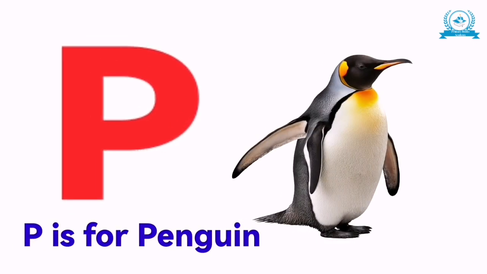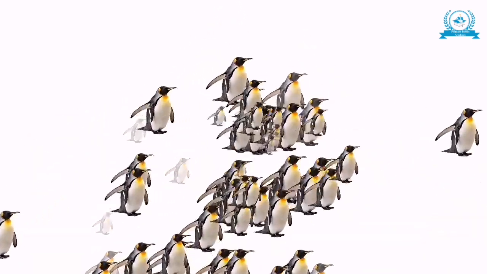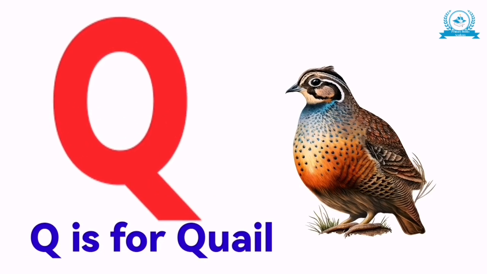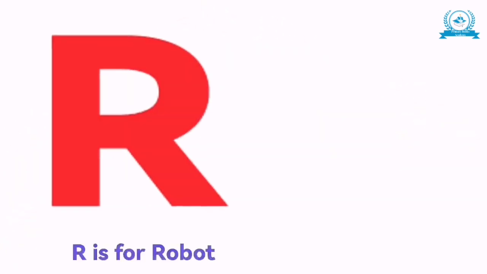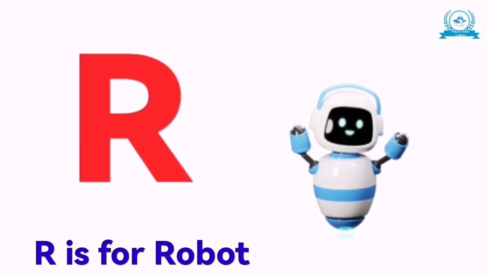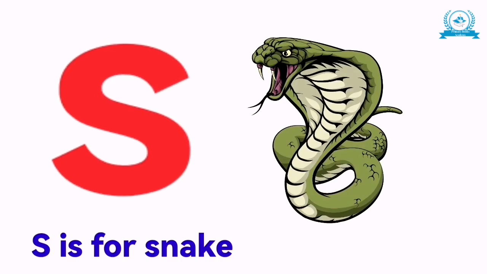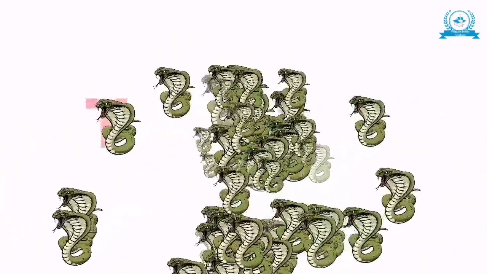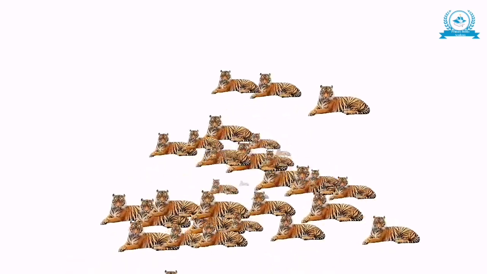P is for penguin. Q is for quail. R is for robot. S is for snake. T is for tiger.